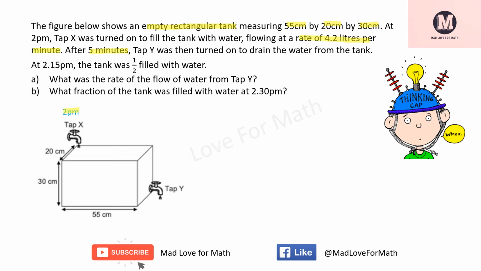After 5 minutes, so after 5 minutes will be 2:05 p.m., tap Y was then turned on to drain the water from the tank. Then at 2:15 p.m., the tank was half filled with water. The question asks us, part A, what was the rate of flow of water from tap Y? And part B, what fraction of the tank was filled with water at 2:30 p.m.?